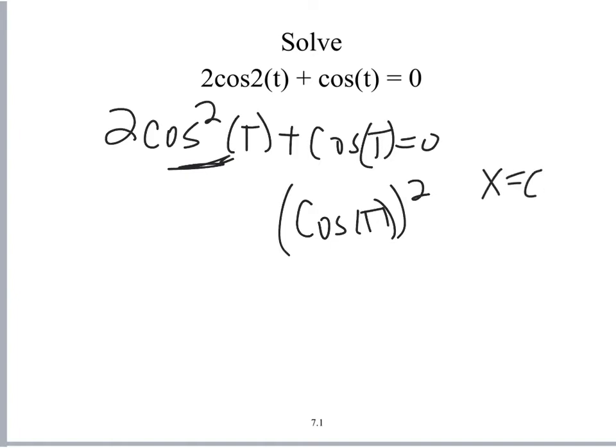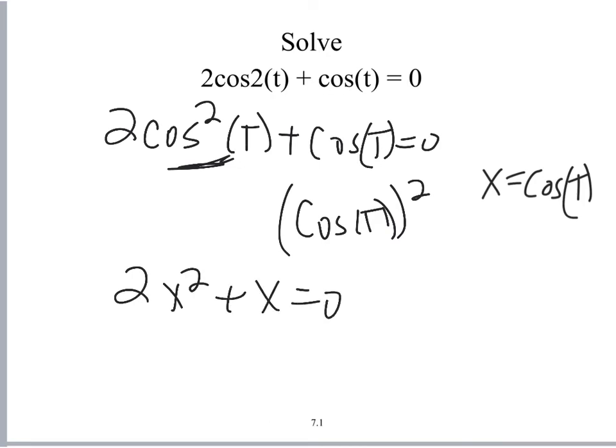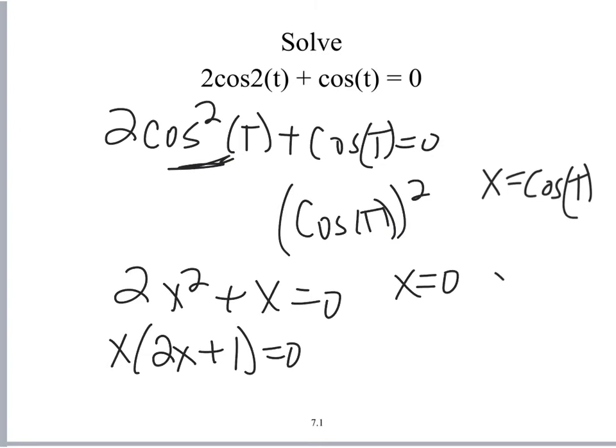So what if we do this little substitution? We say x equals cosine t. So it's 2 times x squared plus x equals 0. So it's a quadratic equation. I see a greatest common factor of x. I can factor that x out. And then what are the two answers? Well, x can equal 0 or x can equal negative 1/2, right? You just subtract 1 and divide by 2.